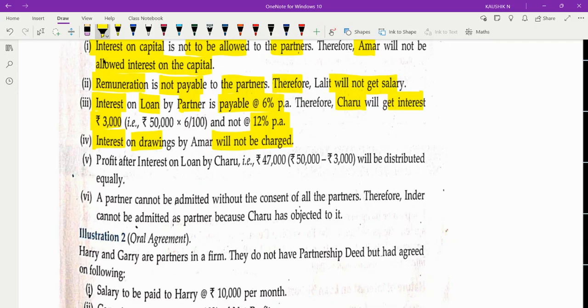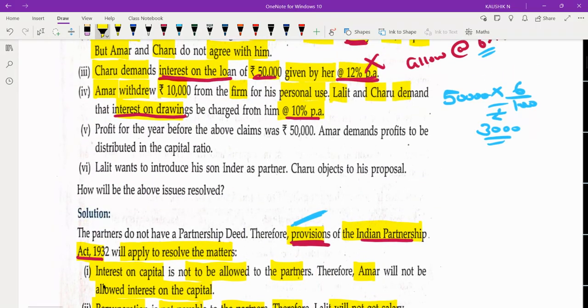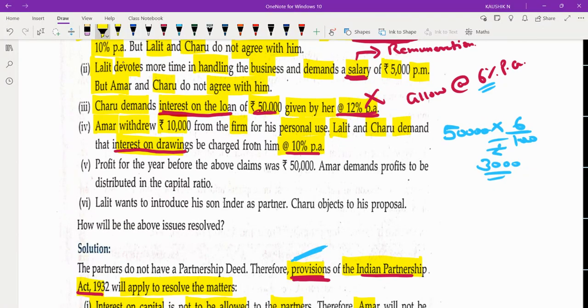So any doubt in the first four concepts? No, right? Right. So now comes the fifth one. What is the fifth question all about? Profit. Read the profit part.